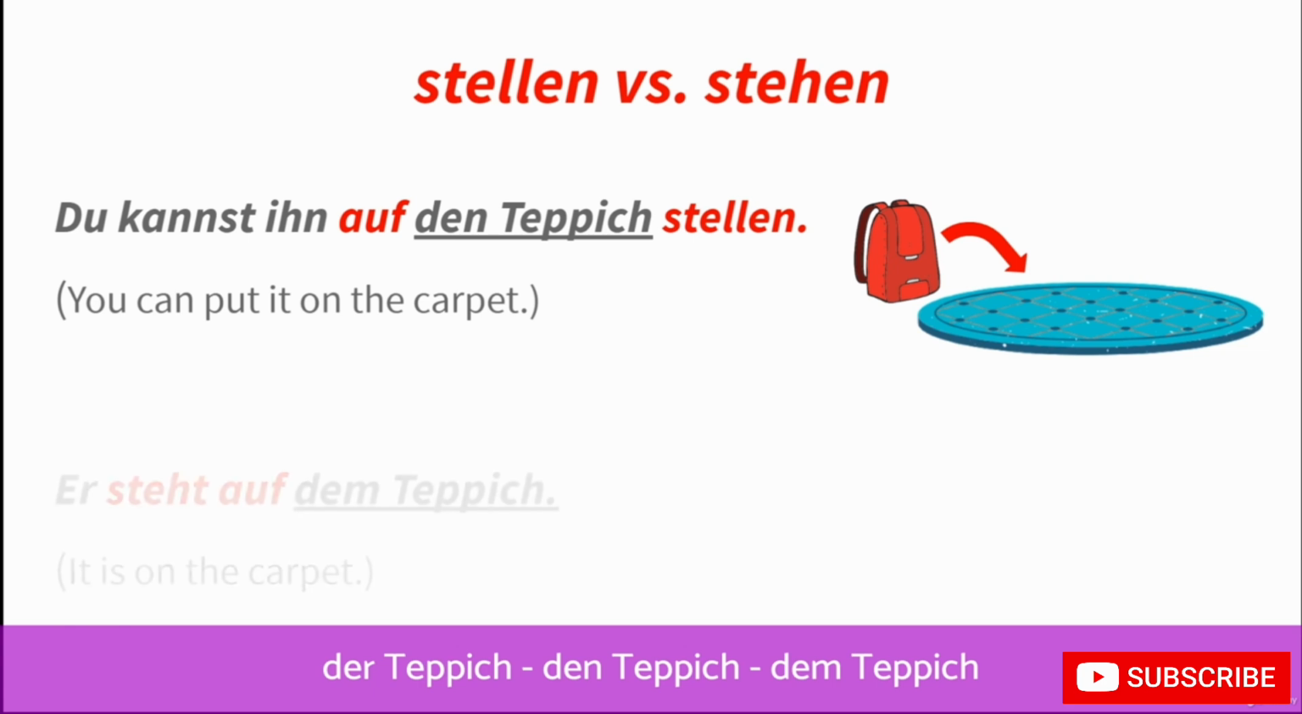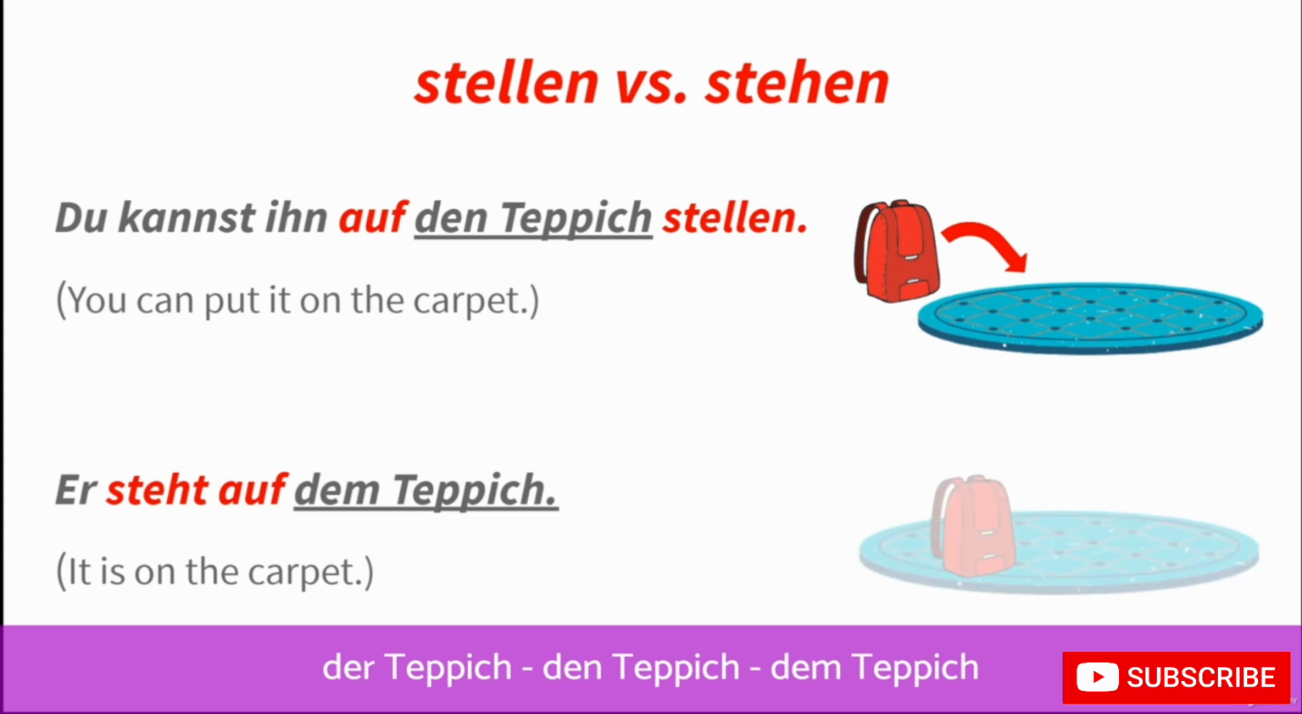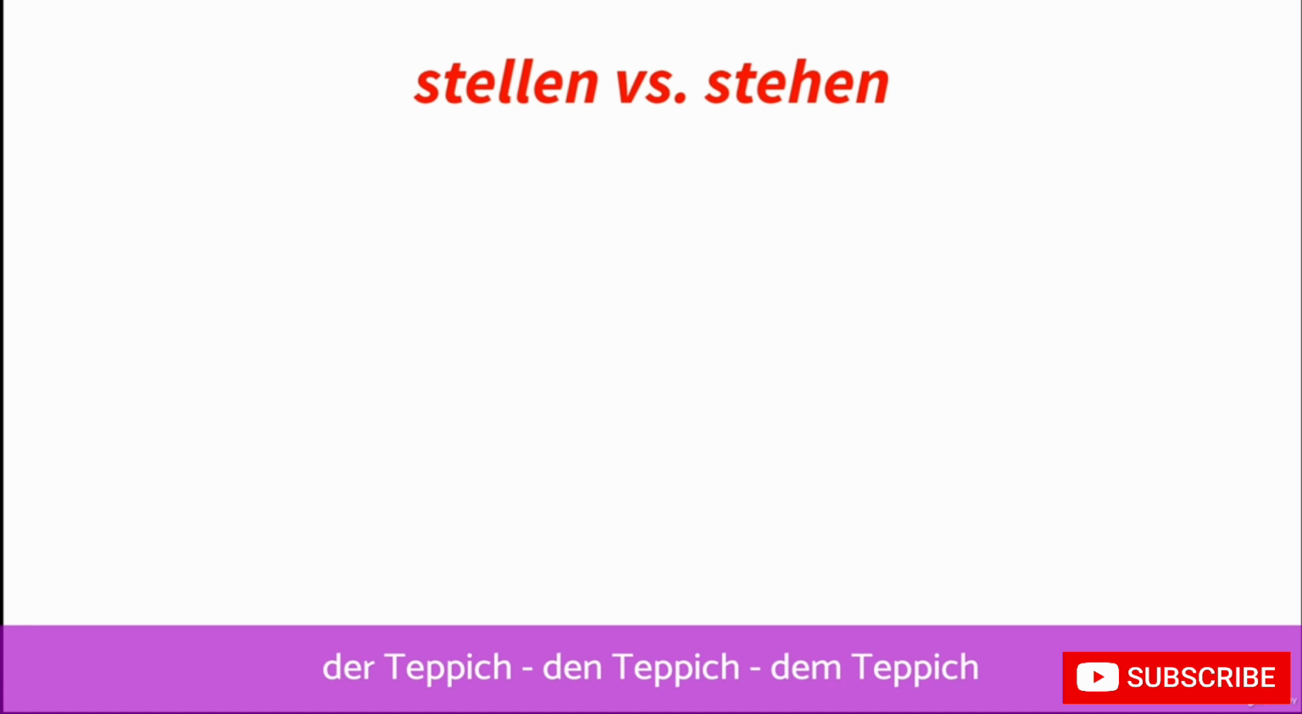That's the answer. Steht auf dem Teppich means it's on the carpet. Now I'm giving a location. I say where it is. That's why after the preposition, which is auf here, dative must be used. Der Teppich in dative case is dem Teppich. In this sentence, er indicates the backpack. Let's do more examples.